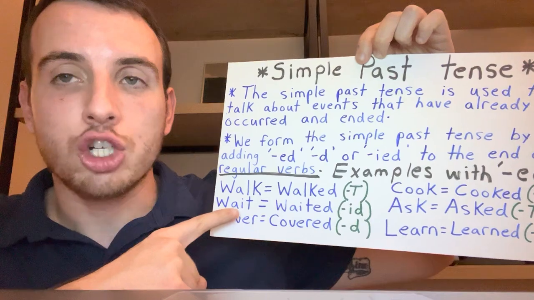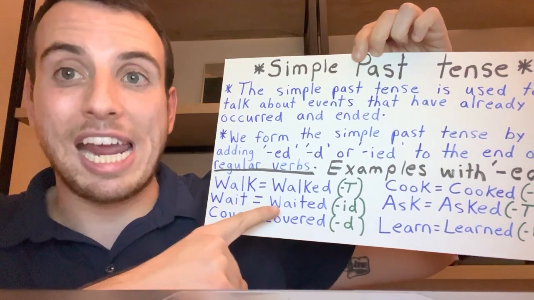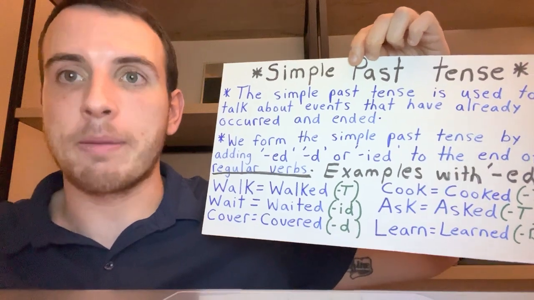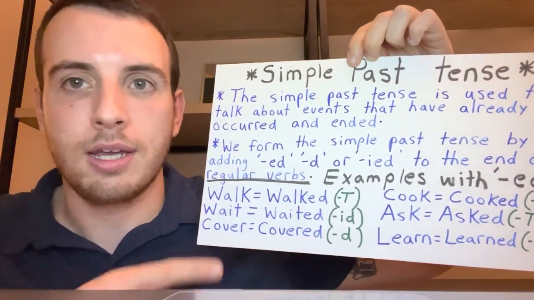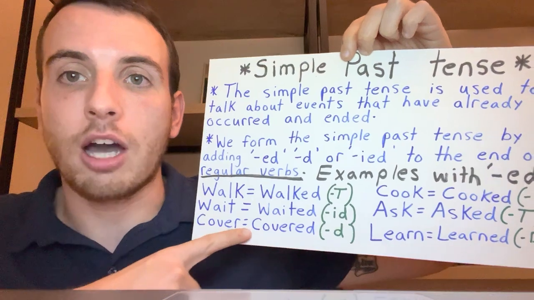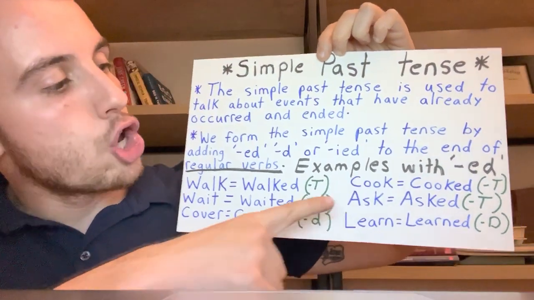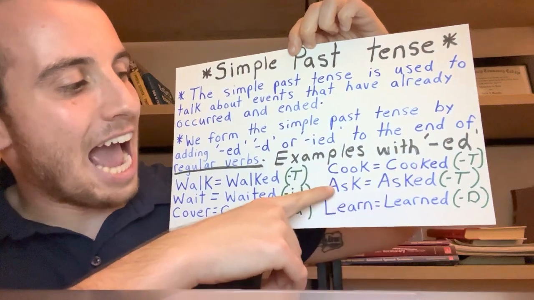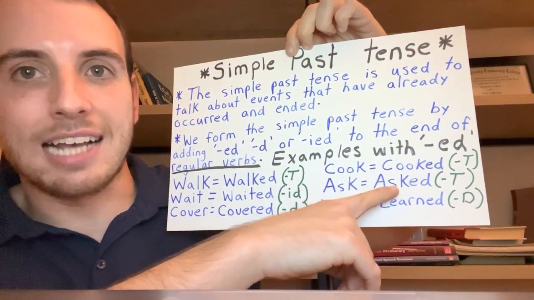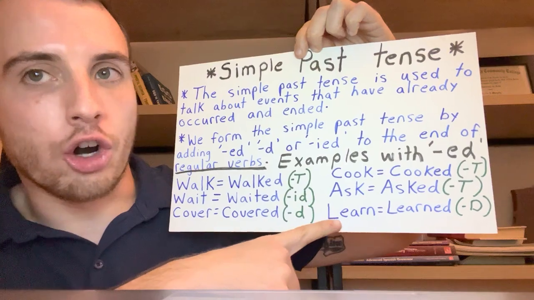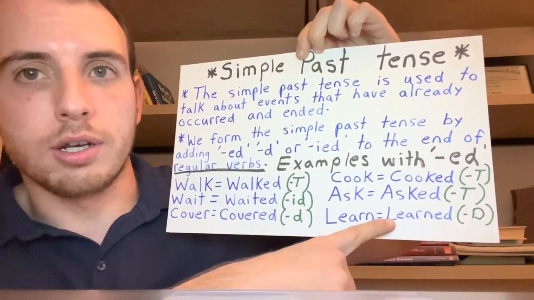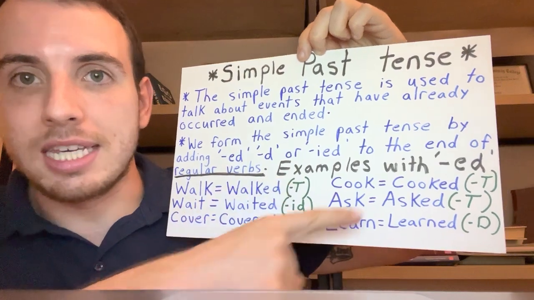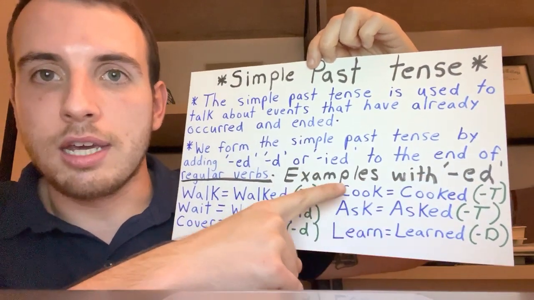Wait transforms into waited. I waited in line for 15 minutes. That's in the past. Cover becomes covered. Cook becomes cooked. Ask becomes asked. And learn becomes learned.